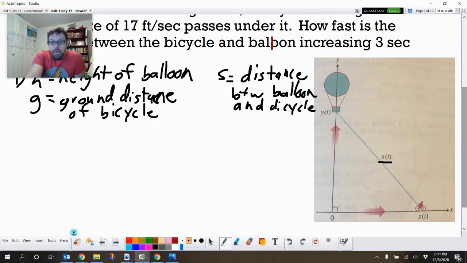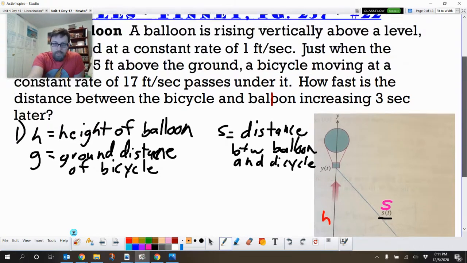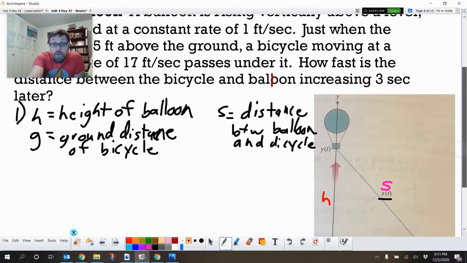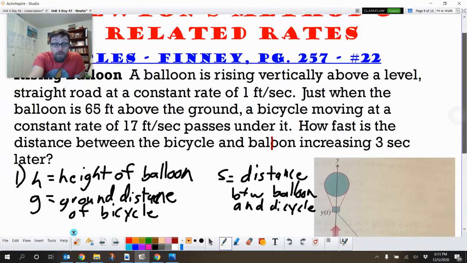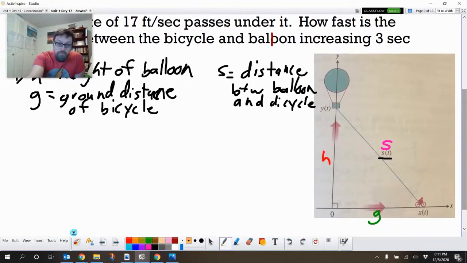Okay, so we know that this is h, so this is the height of our balloon. We also have some ground distance. I'm going to make that green. And then we have s over there, sitting right here. So that's s. Great. Let's get some other information. We know what the rate is for our balloon. So that is our dh over dt equals 1 foot per second.